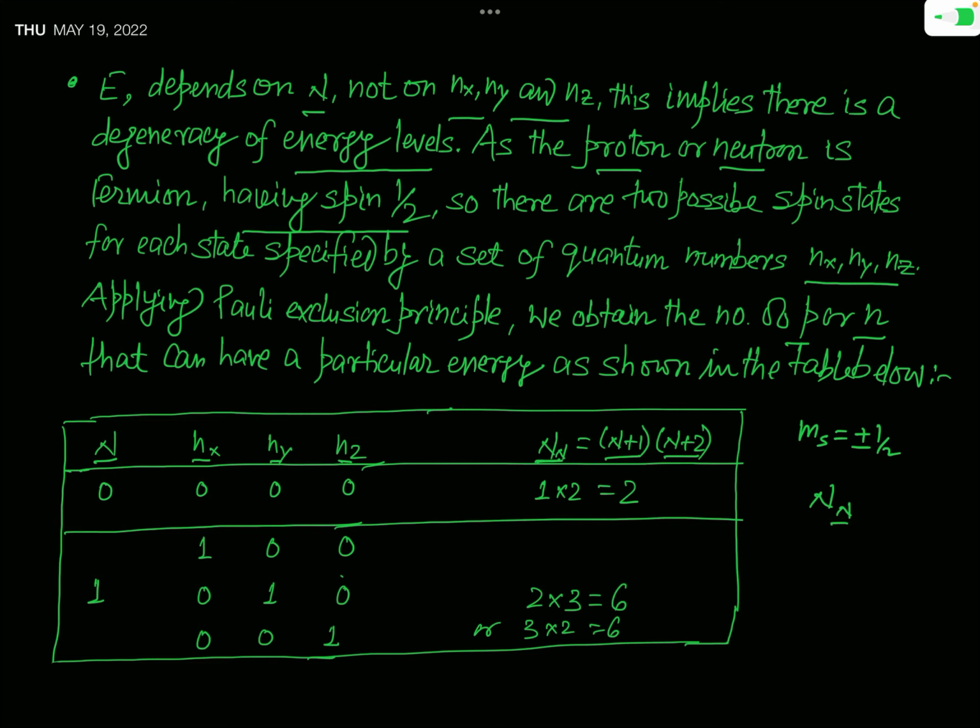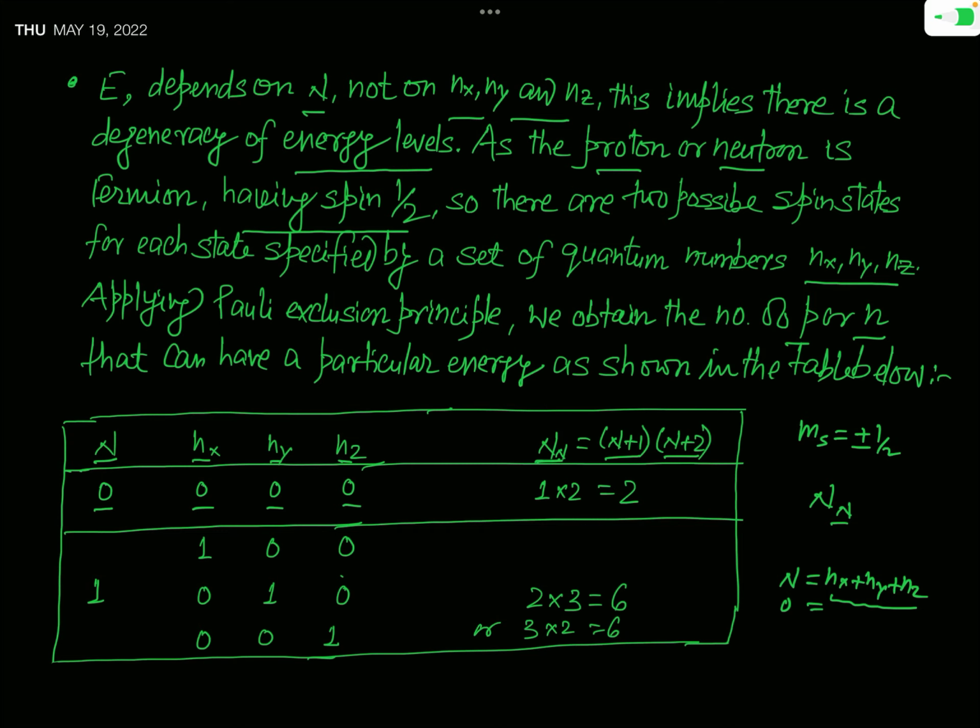So you can see, when we consider that N is equal to 0, and since this capital N is simply the sum of nx, ny and nz, and nx, ny and nz are all non-negative integers, N will be 0 only when all these three are 0. So in this condition, nx, ny and nz all three will be equal to 0. So there is only one set of the quantum numbers nx, ny and nz. But when we consider the spin state, corresponding to this one set of nx, ny, nz, there will be two quantum states. Why? Because one state will be a spin up state and another will be a spin down state.